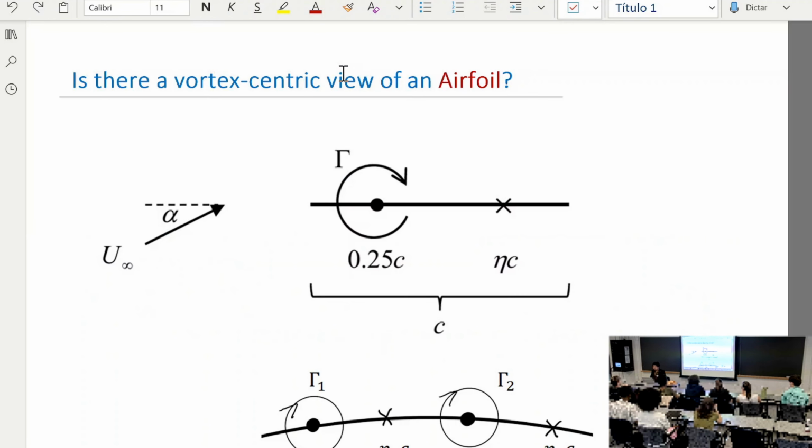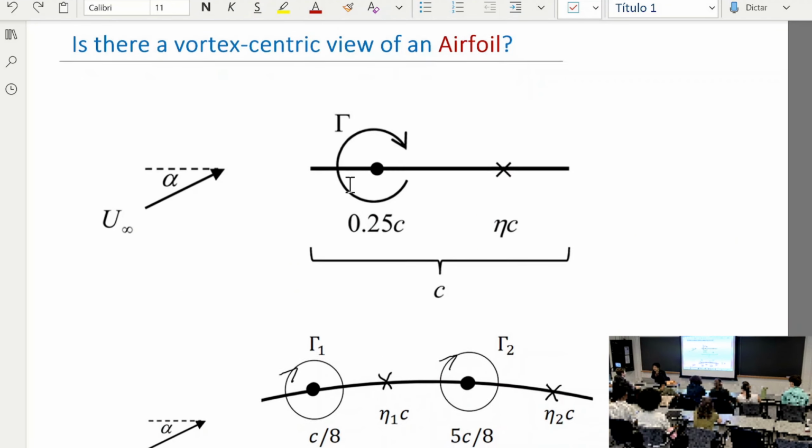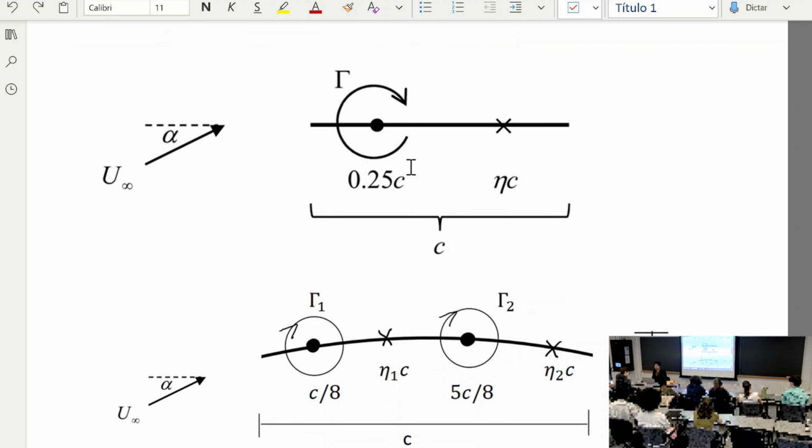So first of all, the thin airfoil theory is actually based on the vortex-centric view of an airfoil. So this is, if you haven't looked at homework yet, basically our homework, problem 1 and problem 2. And I won't solve it for you, but it is really based on using either one vortex or 2 vortices to describe the flow on airfoils, right? Here, we use 1 control point if we have 1 vortex, and 2 control points if we have 2 vortices.